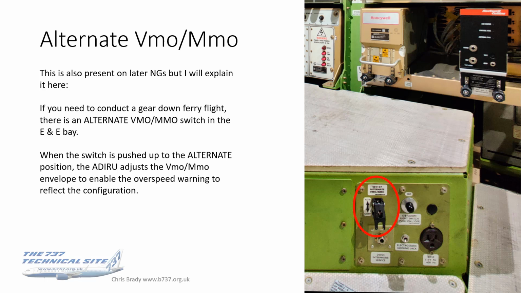In the background, you can just about see the integrated system computer on the rack, the left one. If you need to conduct a gear down ferry flight, then the engineers will, if you ask them, switch this switch to alternate. What that does is adjust the VMO MMO warning envelope to enable the overspeed warning to reflect the configuration.